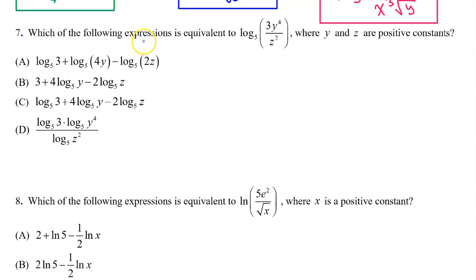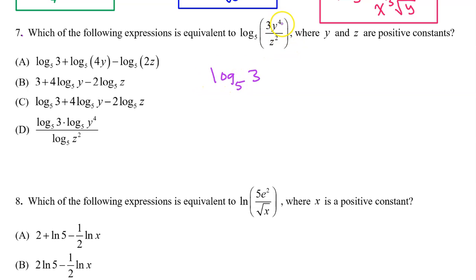Number 7. Which of the following expressions is equivalent to log base 5 of 3y to the 4th power over z squared, where y and z are positive constants? I see three factors inside this quotient, so we can rewrite this log as three separate logs. So I will have log base 5 of 3 because of the first factor that I see, and any factor that comes from the numerator will become a positive term, so I'm going to leave this positive.